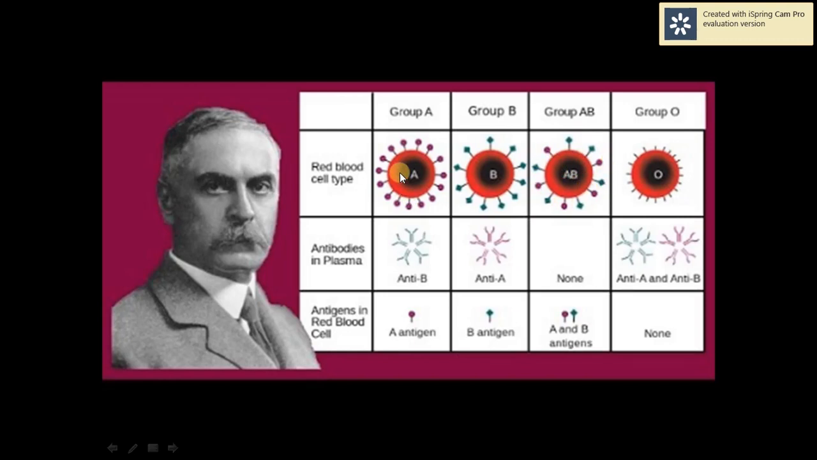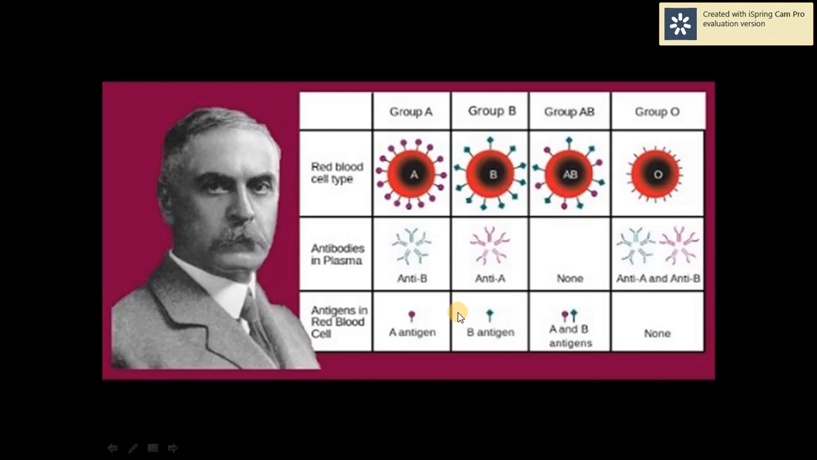But the plasma of this A blood group showed antibody B. The plasma of this blood group B showed antibody A. Whereas in AB, since both of these are present, there were no antibodies in the plasma. It's not possible. Whereas in O, since none of them are present, there were both antibody A and antibody B in the plasma. Okay, this table is very, very important.